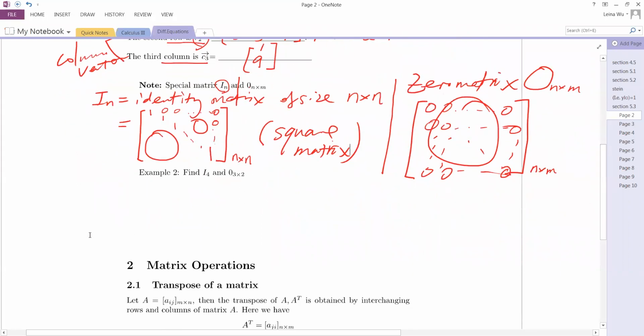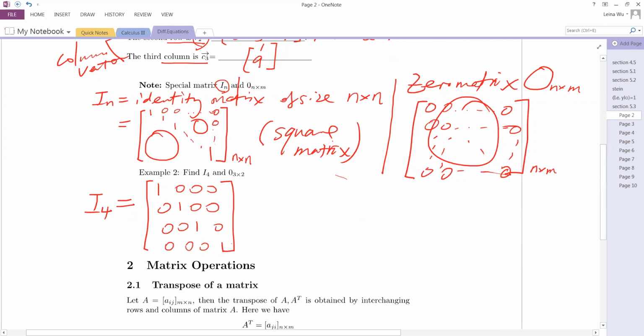Okay, now can you guys recall what's I4? Can you write down I4? Of which matrix? Example 2. 1 0 0 0, next row 0 1 0 0, 0 0 1 0, 0 0 0 1. Thank you, Bertrand. Right.